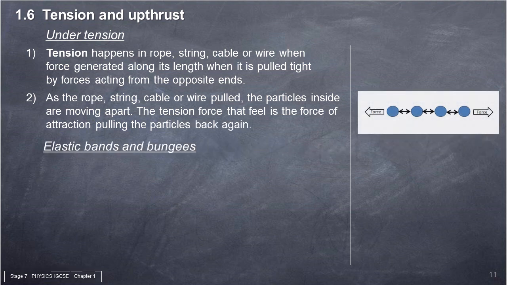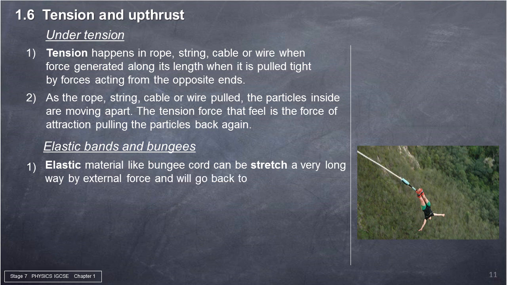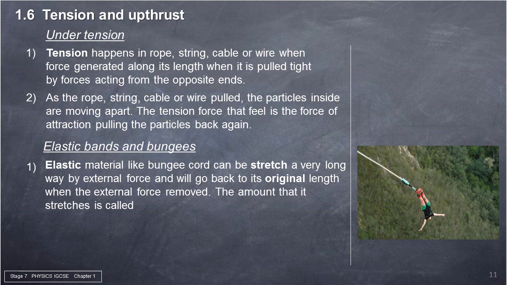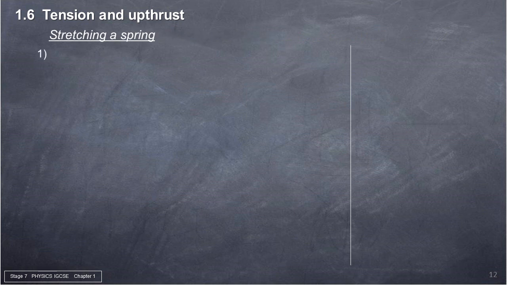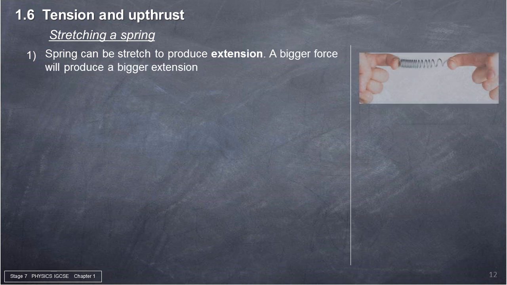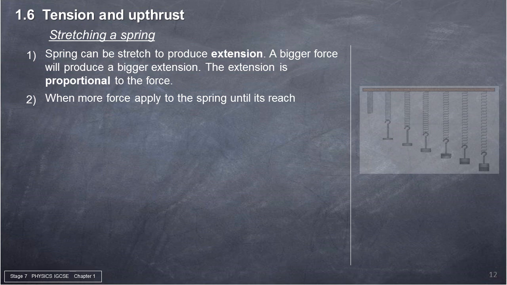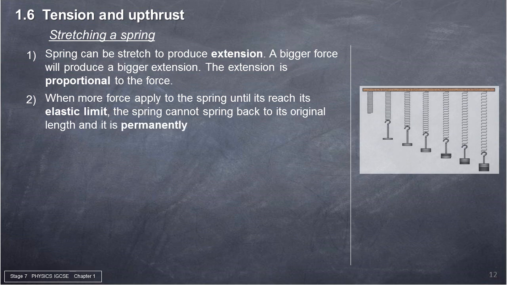Elastic bands and bungees. 1. Elastic material, like a bungee cord, can be stretched a very long way by an external force, and will go back to its original length when the external force is removed. The amount that it stretches is called extension. Stretching a spring. 1. A spring can be stretched to produce extension. A bigger force will produce a bigger extension. The extension is proportional to the force. 2. When more force is applied to the spring, until it reaches its elastic limit, the spring cannot spring back to its original length, and it is permanently extended.